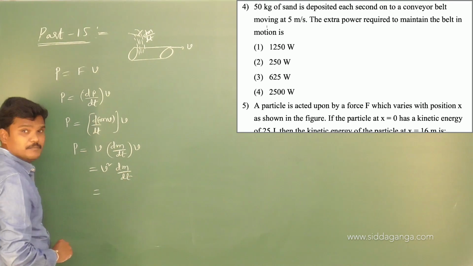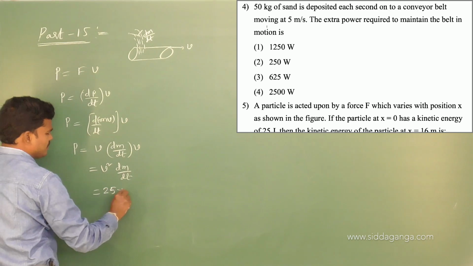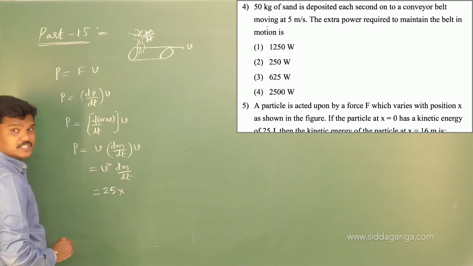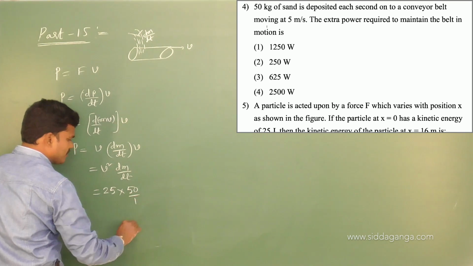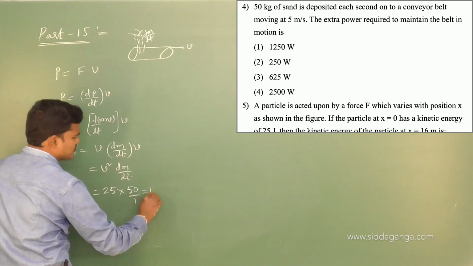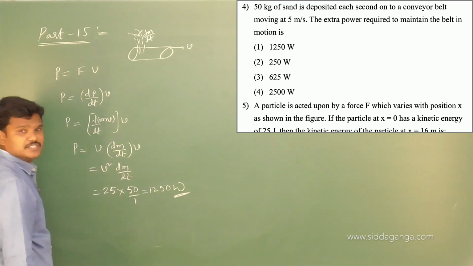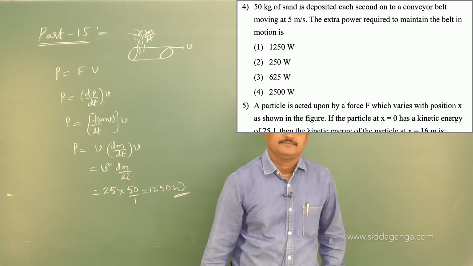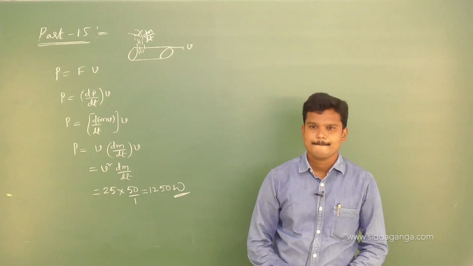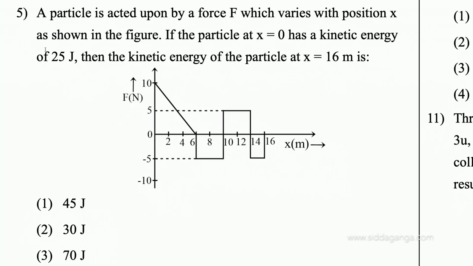What is v? They gave that the belt is moving with 5 meter per second, so v squared is 25. dm by dt is 50 kg of sand each second, so 50 kg per second. So 25 into 50 is 1250 watt. Very simple question, this is 1250 watt. Okay. See the next question. Yeah, good question. Next one also.